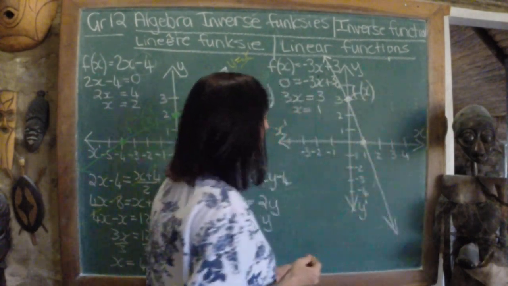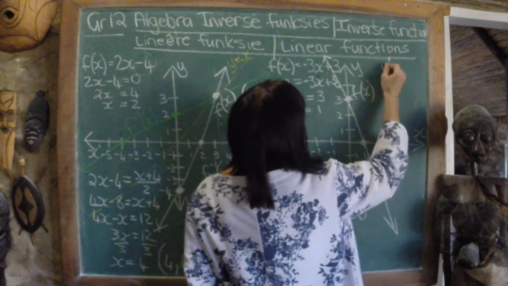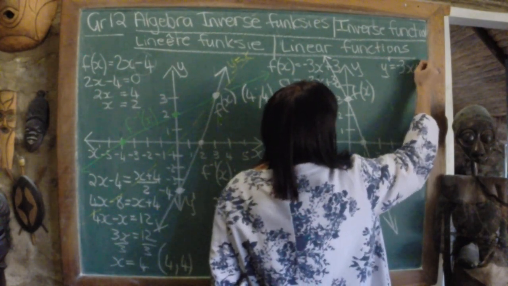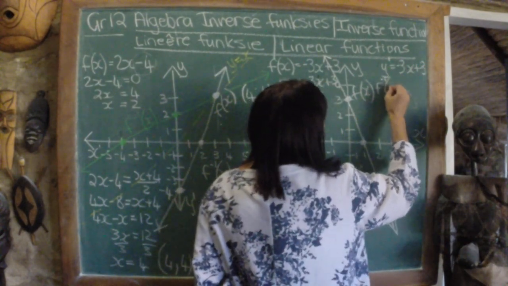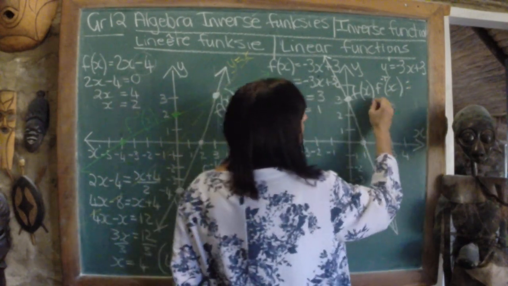So we're going to rewrite this guy, y equals minus 3x plus 3. To get our inverse function, we simply switch the y and x.